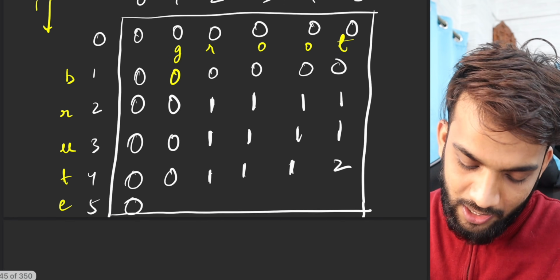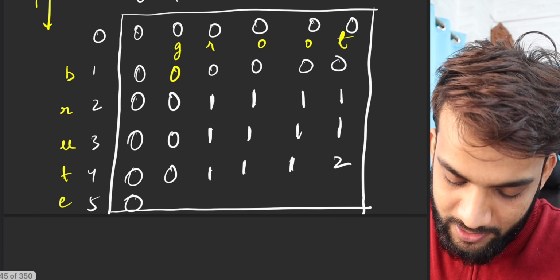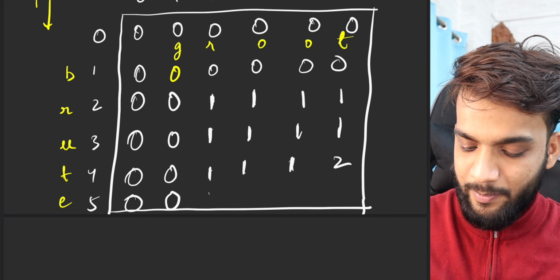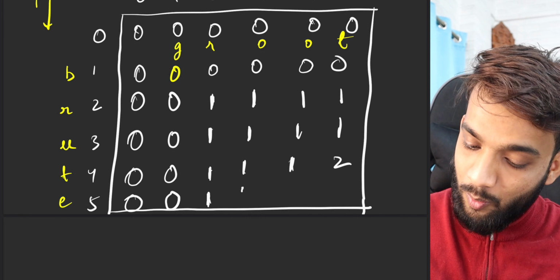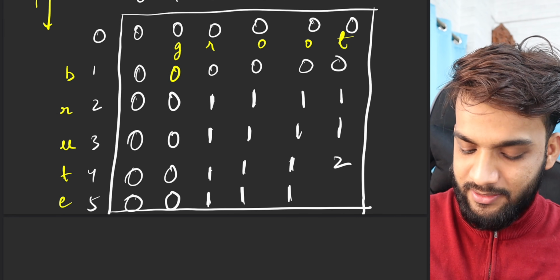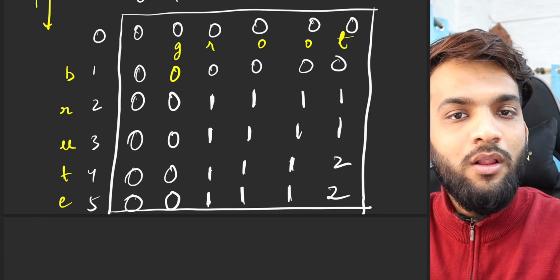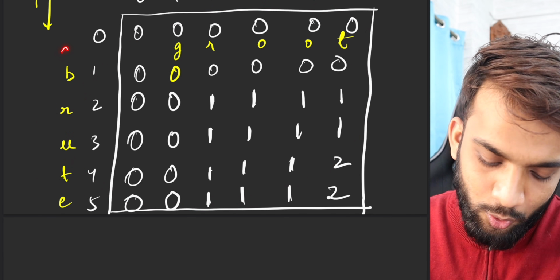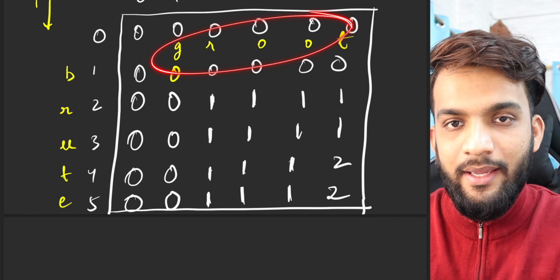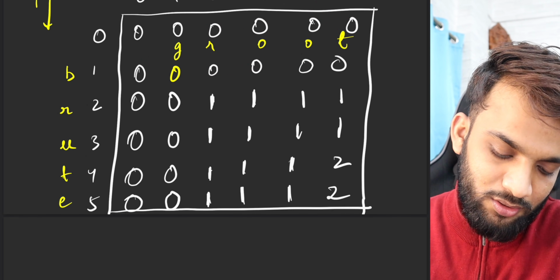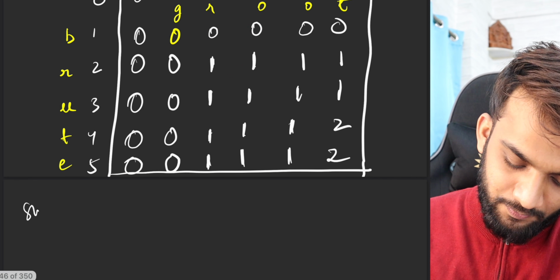And similarly you can fill the last row as well. This will be a 0, correct? This will be a 1, this will be a 1, this will be a 1, and this is going to be a 2. So that's how the DP table will look like. Now how do I get my shortest common supersequence?